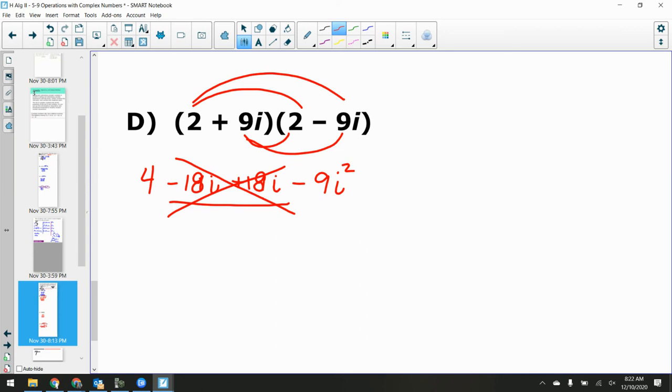Oh. So I've got 4. Then this turns into plus 81 i squared. 81. Yikes.